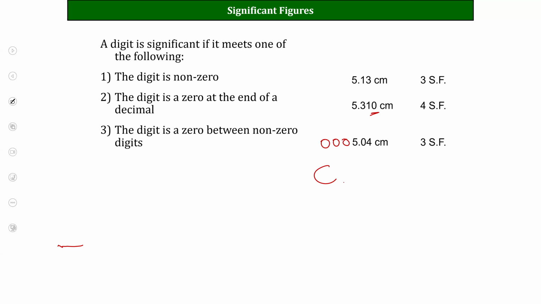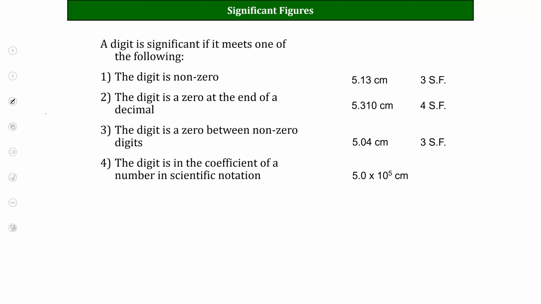And that also applies if it's behind the decimal point. These are still not measured. Just like this 0 is not measured, these ones are not measured either. So they're not sig figs either. This is still 2 sig figs. These count. Those don't.